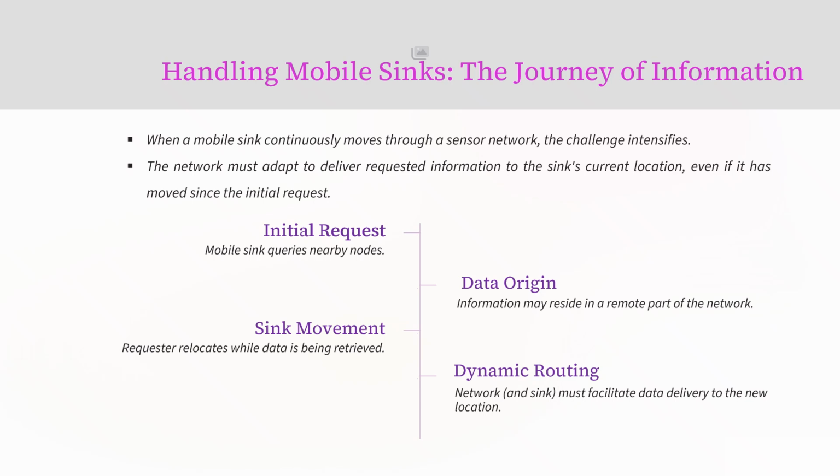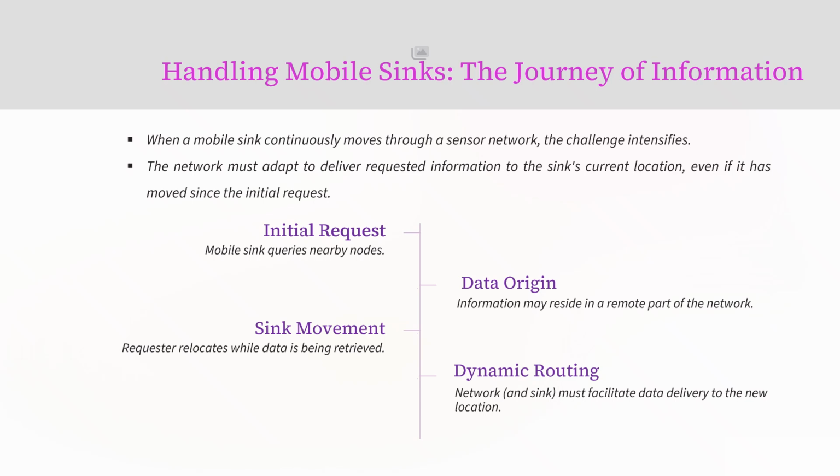So this is the flow of the information, how it is transferred from the sync node to the source node and vice versa. Initially the request will be sent by the sync node to the nearby nodes. Mobile sync queries nearby nodes. You will have a source node from where you are about to get the information. So the initial request will be sent to know about the building history, and the information available in the source node will be transmitted to the sync node, which requested the information.